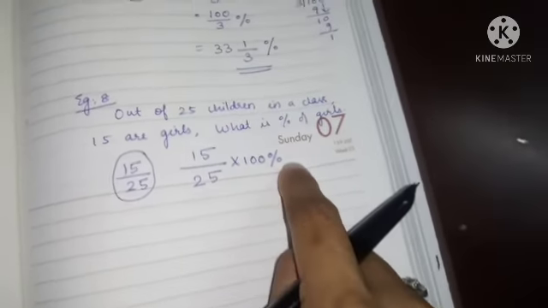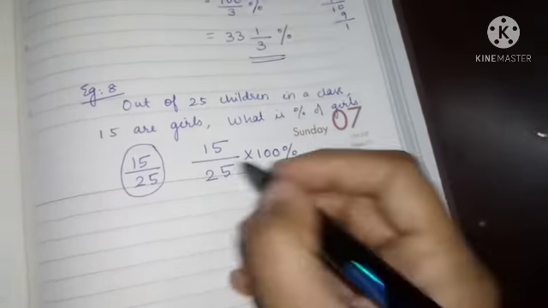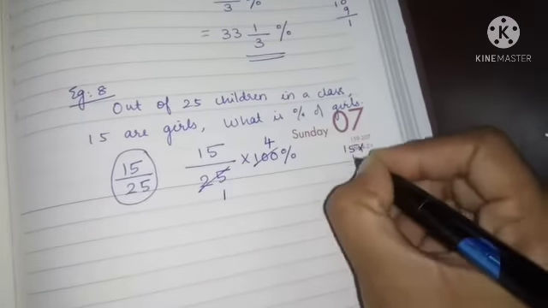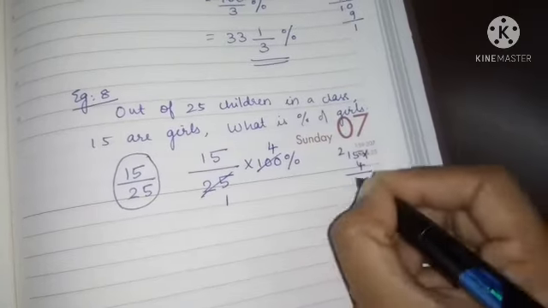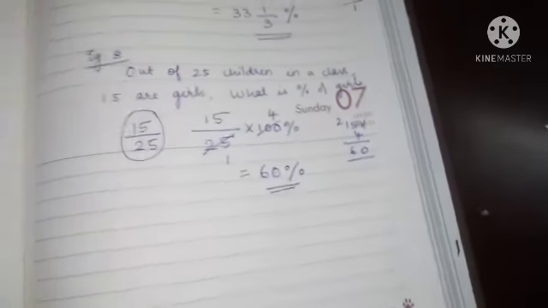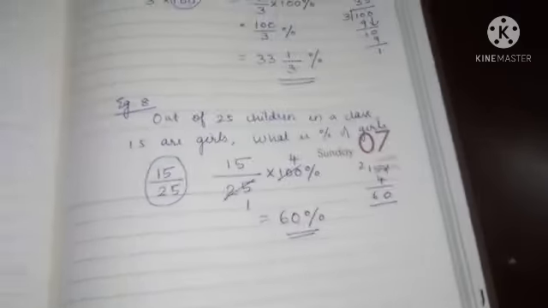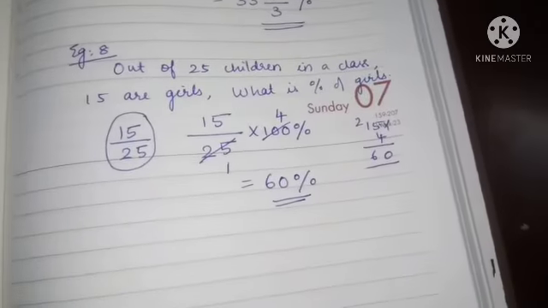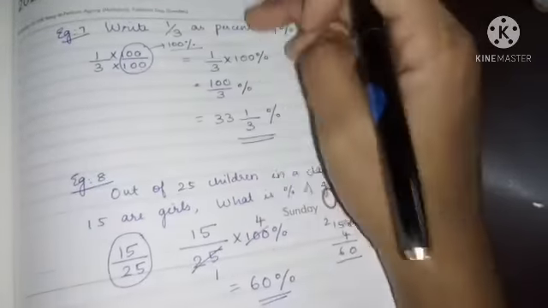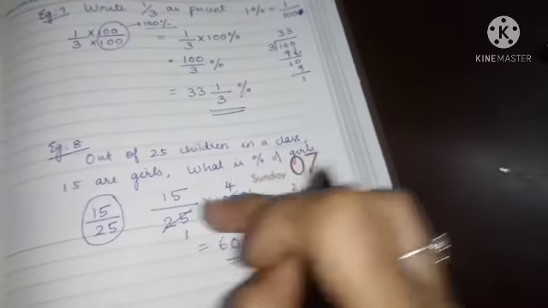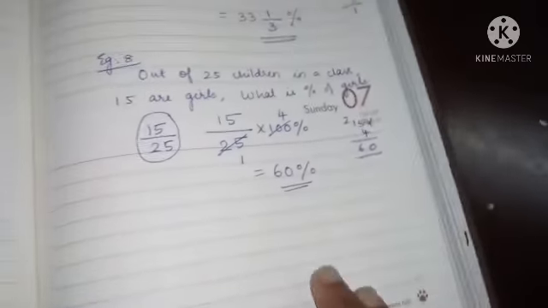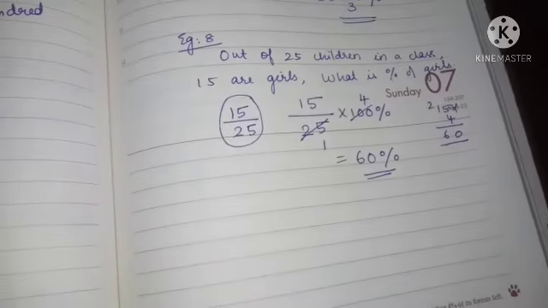Now, we can cancel this. 25 ones are 25, 25 fours are 100, so 15 into 4, 5 fours are 20, 60. So what are you getting? 60 percentage. So 60 percentage of the class is girls. Did you understand? Instead of writing 100 by 100, I directly wrote 100 percentage. So this and this we can cancel. 60 percentage.